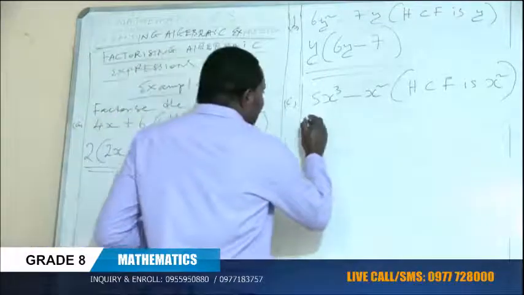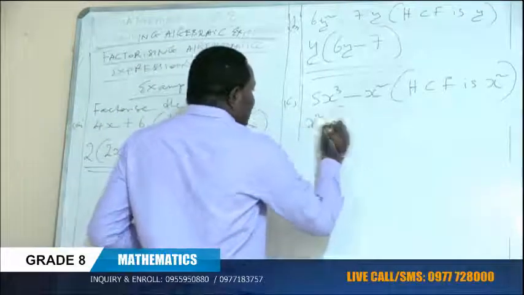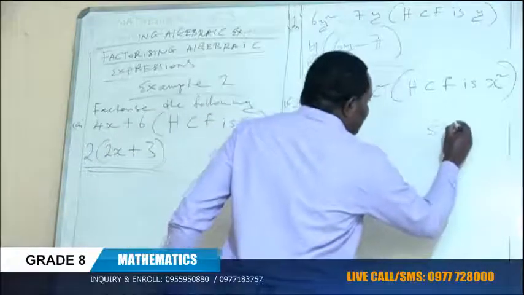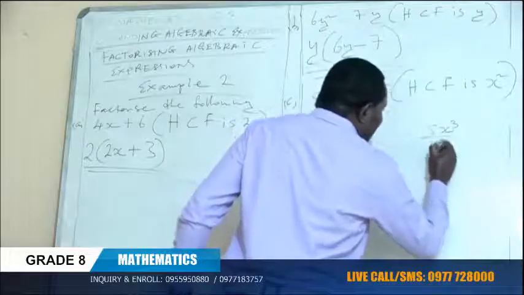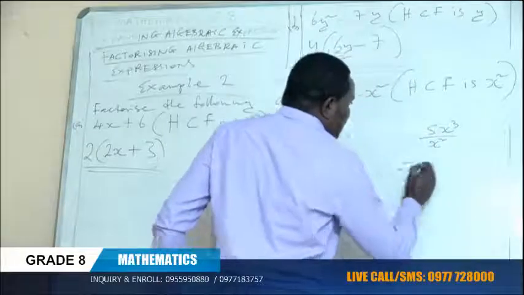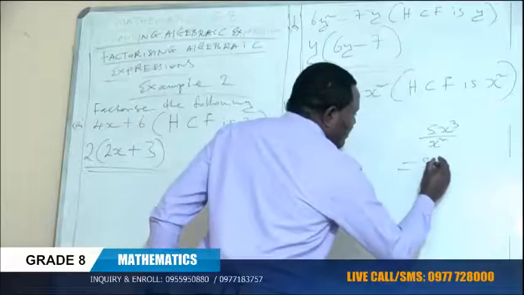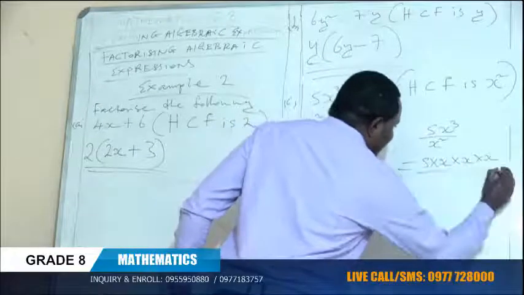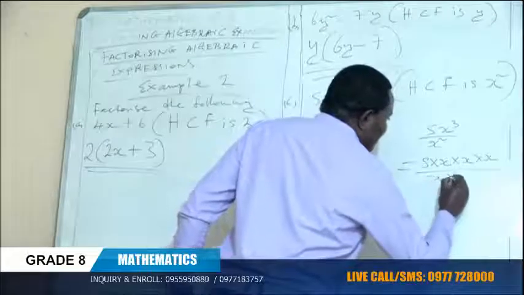So it will be x squared in brackets. We have 5x to the power 3 divided by x squared, which will be 5 multiplied by x multiplied by x multiplied by x, divided by x multiplied by x.